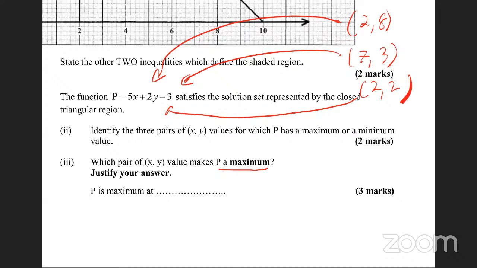Right, so whenever you're doing a linear programming, you have to get the inequality, draw the inequality, find the shaded region.